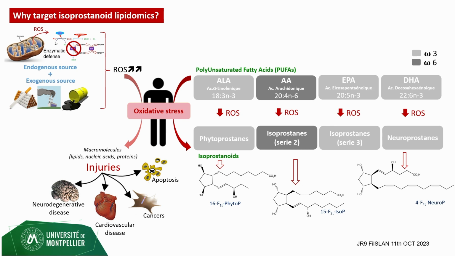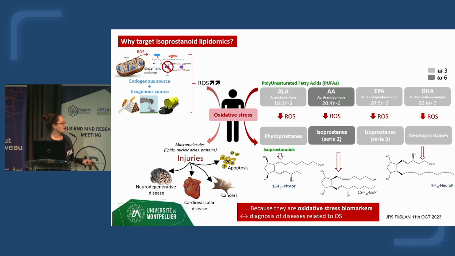For example, linolenic acid gives access to phytoprostanes, arachidonic acid gives access to isoprostanes from the series 2, EPA to the formation of isoprostanes from the series 3, and DHA to the formation of neuroprostanes. So why are these compounds interesting? Because they are oxidative stress biomarkers, and so perhaps we can consider that they could be a good tool to perform the diagnosis of diseases related to oxidative stress.